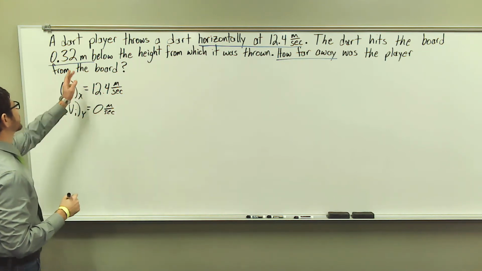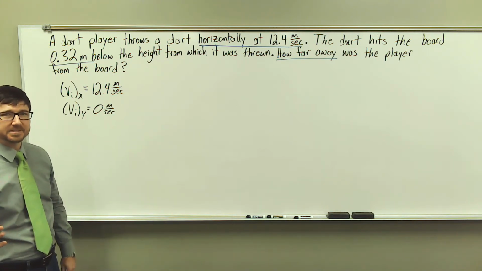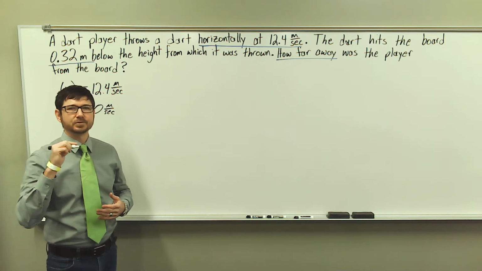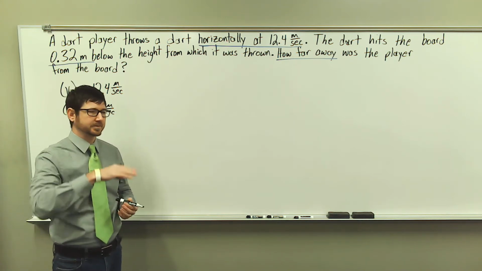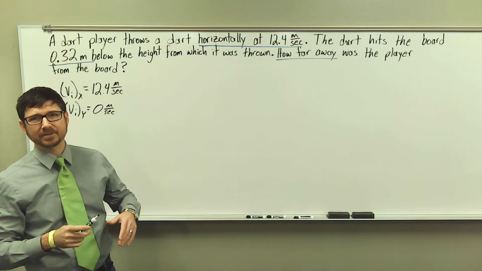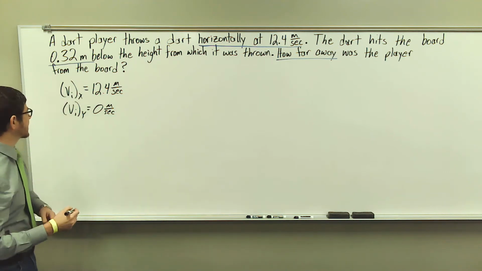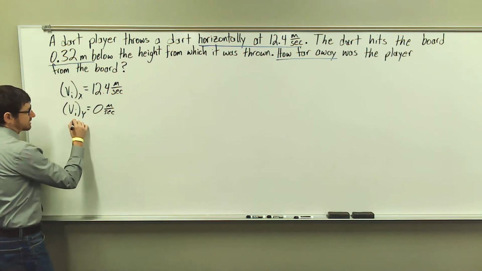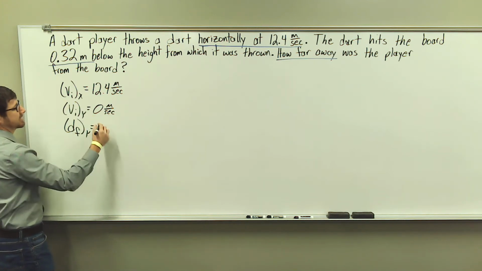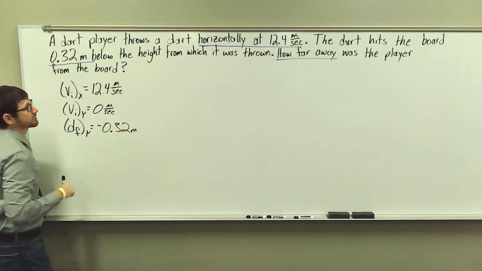So the dart hits the board 0.32 meters below. And so when we talk about displacement, remember displacement is a vector. So when the dart player throws the dart, it falls due to the acceleration due to gravity in the negative y direction. So our displacement is negative. And we're going to identify that by final displacement in the y direction. It is negative 0.32 meters.